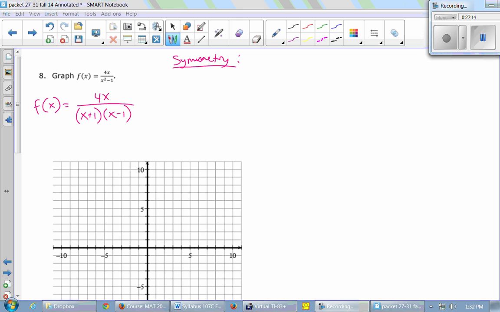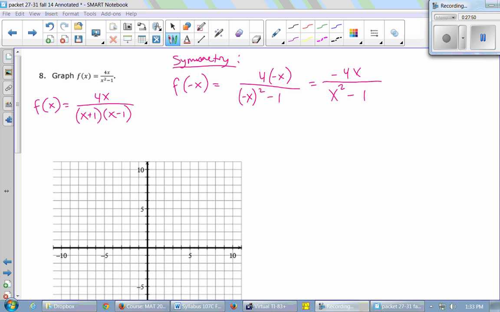Okay, so to do symmetry, we plug a negative x in, f of negative x. So this is going to be 4 times negative x over negative x squared minus 1. 4 times negative x is negative 4x. When you take a negative x and you square it, you get positive x squared. Is that exactly the same as my original function? No. Is it exactly the opposite of my original function? It is exactly the opposite of my original function.